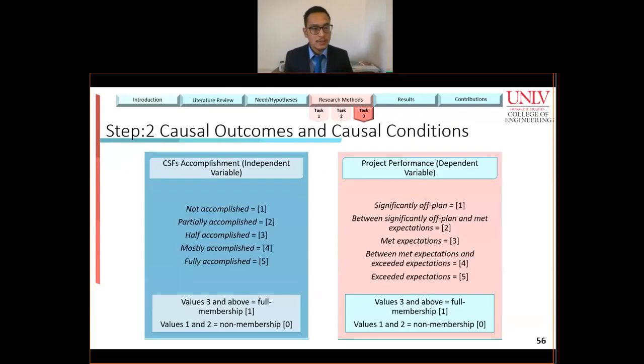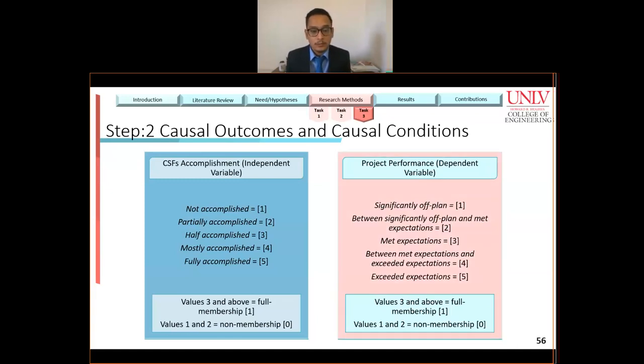Step 2 was the selection of causal outcomes and causal conditions, more of a definition. So the causal conditions are CSF accomplishments in projects, which is the independent variable. It was measured on a 5-point Likert scale, and I provided a numerical value for each Likert scale, as you can see. And for the values 3 and above, I assigned full membership, which means that the CSFs were accomplished. And for values 1 and 2, I assigned non-membership, which means that the CSFs were not accomplished.